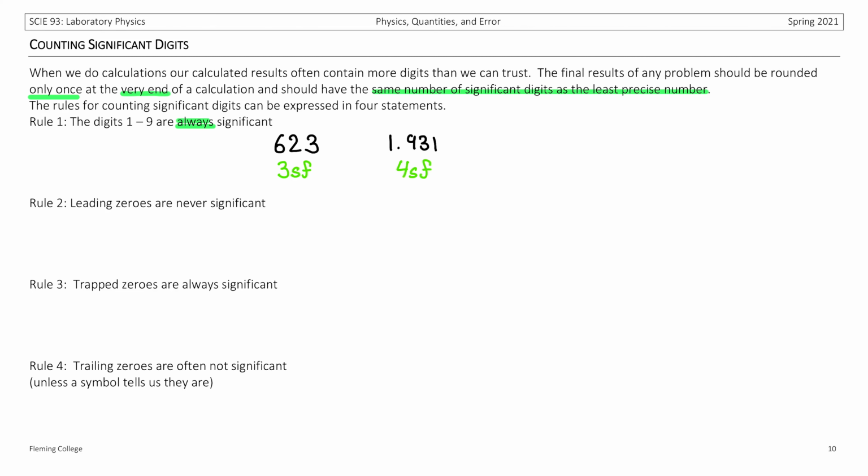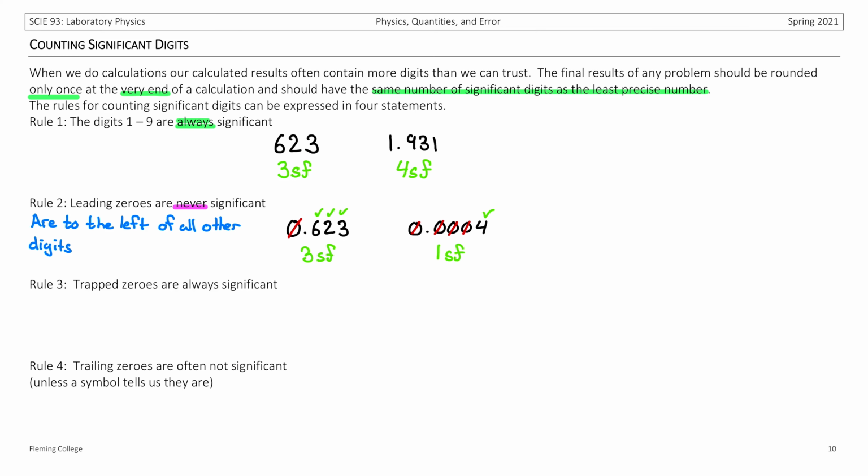Rule number 2, leading zeros are never significant. Leading zeros are the zeros that are to the left of all other digits. So in the example 0.623, we have significant digits 6, 2, and 3, but we have a 0 to the left of those, which is a leading zero, so it's not significant. There's only 3 significant figures here. In the example 0.0004, we see we have a 4, which is significant, and 4 zeros to the left of that, none of them are significant. So we have 1 significant figure for that value.